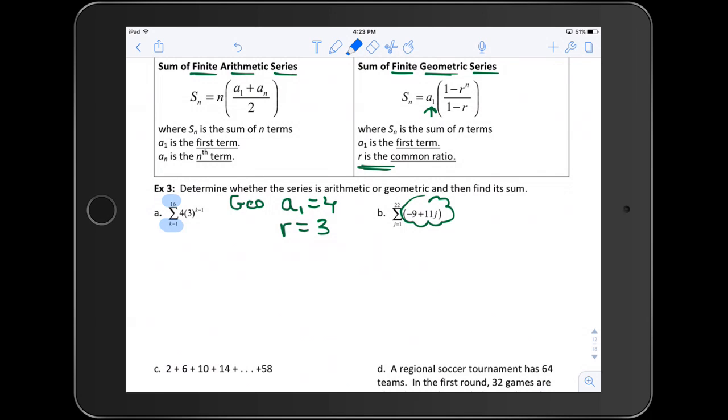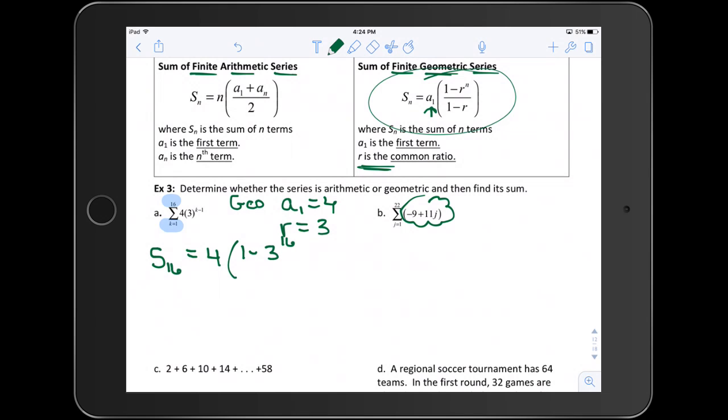So let's fill in or use this formula that I have up here. The sum of the first 16 terms, so you have all these terms, 16 in a row that you're adding up together, will equal the first term's value, which is 4. So I'm using this formula right here, times 1 minus the ratio, which is 3, to the nth, or the final, which is 16.